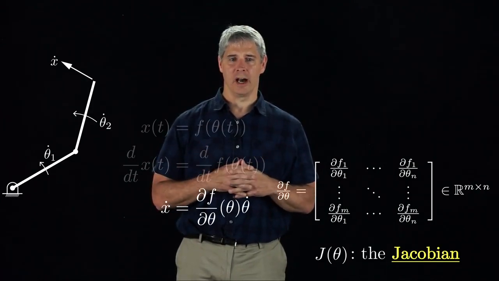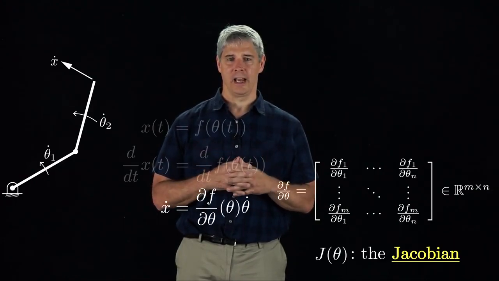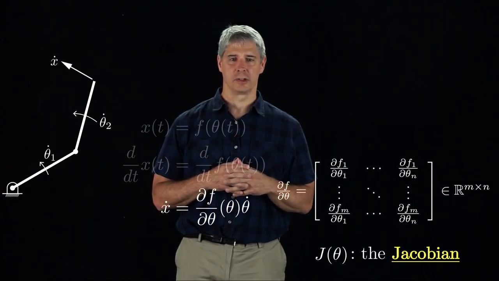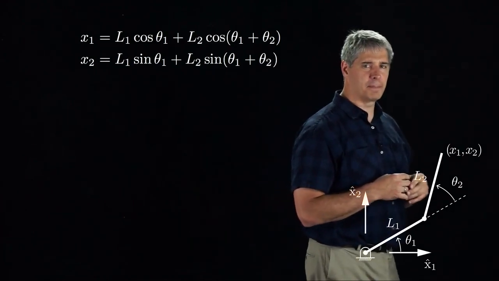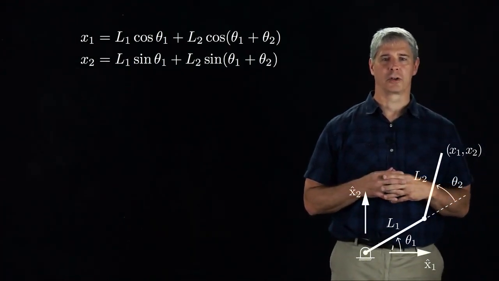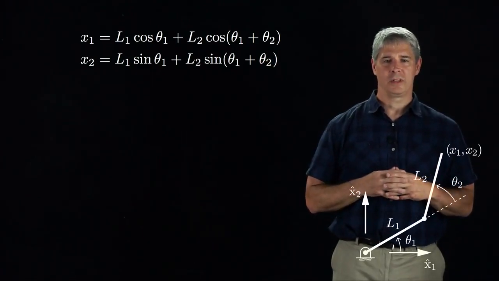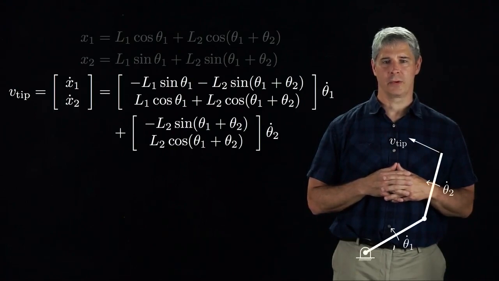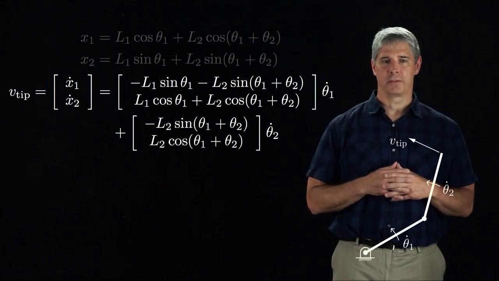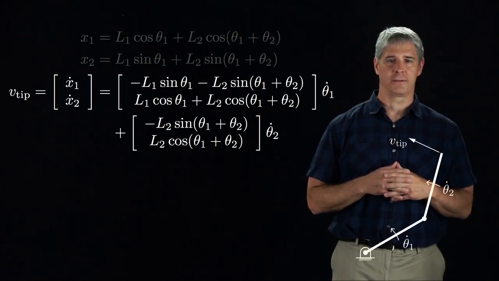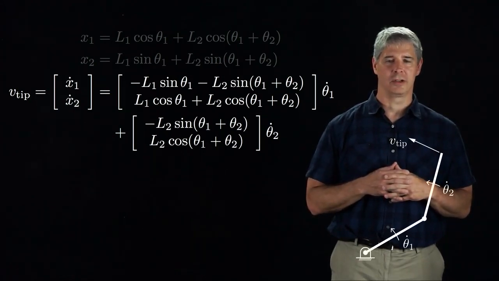The Jacobian is important not only for relating joint velocities to end-effector velocities, but also for relating end-effector wrenches to joint forces and torques, as we will see soon. Let's look at a 2R arm as an example, where x1 and x2 are the end-effector coordinates. The forward kinematics are given by these equations. We take the time derivative of the forward kinematics, and we name the endpoint velocity v tip. Notice that the vector equation can be written as a vector times the velocity of the first joint, theta 1 dot, plus another vector times the velocity of the second joint, theta 2 dot.